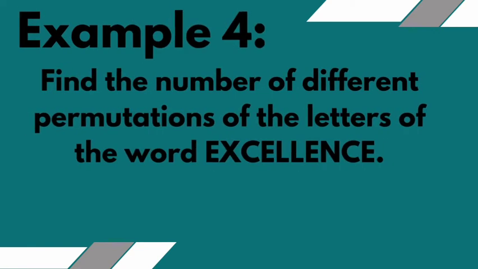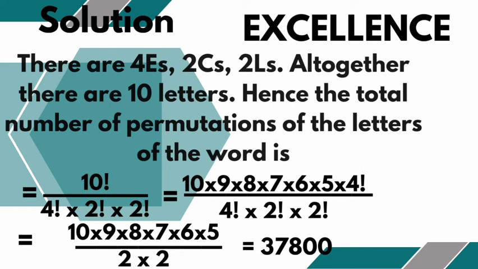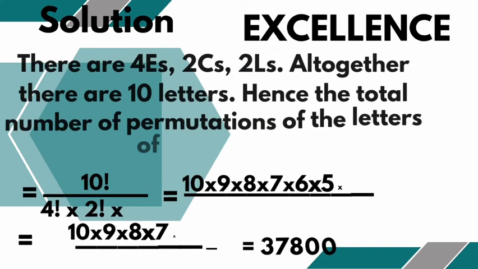Example 4. Find the number of different permutations of the letters of the word EXCELLENCE. Solution. The word EXCELLENCE contains 4 E's, 2 C's, and 2 L's, and we have 10 letters altogether. So the total number of permutations of the letters of the word is 10 factorial divided by 4 factorial multiplied by 2 factorial multiplied by 2 factorial.